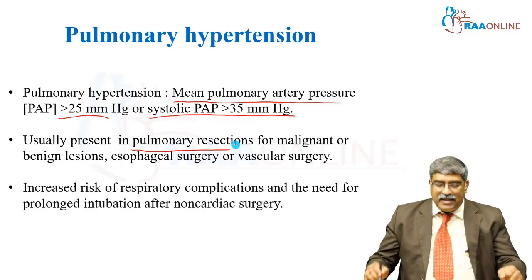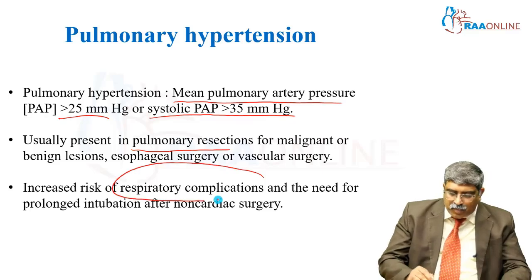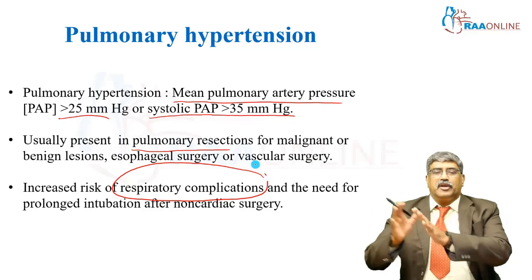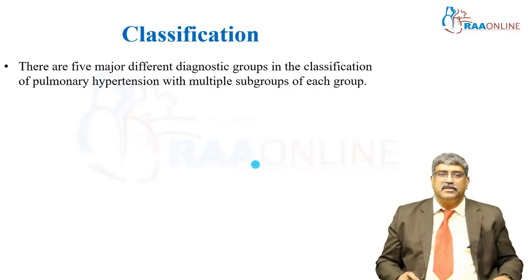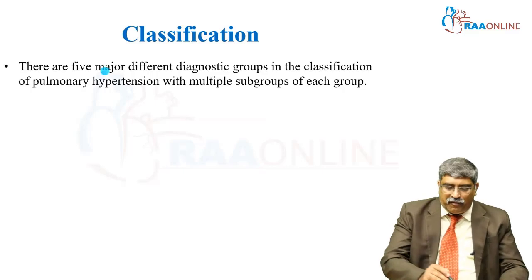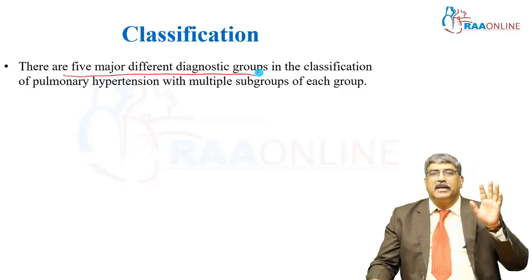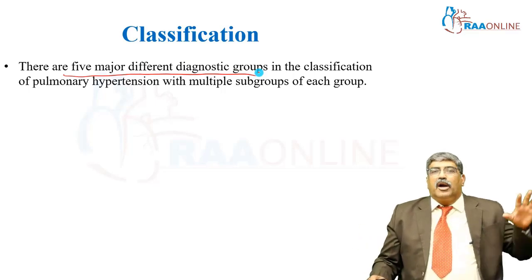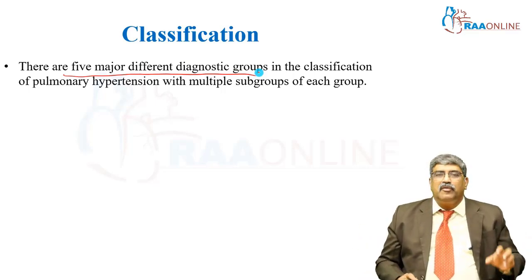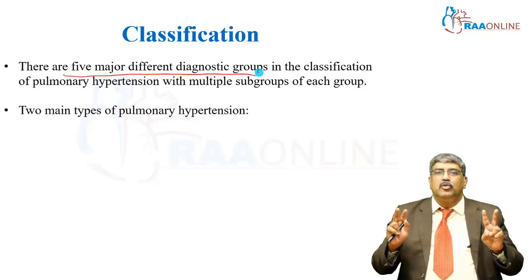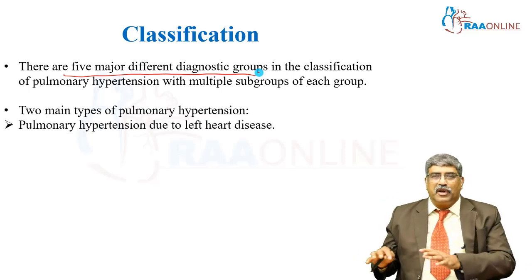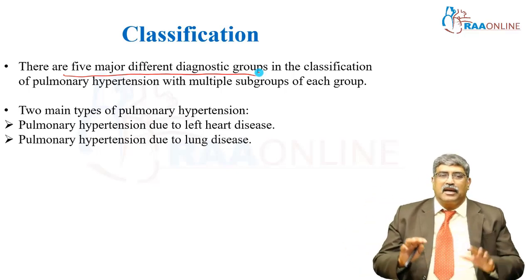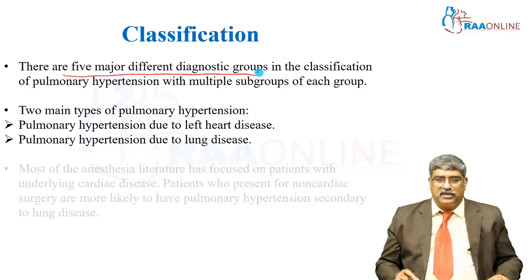There is increased risk of respiratory complications and need for prolonged intubation in patients with pulmonary hypertension who come for non-cardiac surgery. There are usually 5 major diagnostic groups in the classification of pulmonary hypertension with multiple subgroups. But what is very important for anesthesiologists is 2 main types: one due to left heart disease, another due to lung disease. Whether it is due to the heart or the lung, that is very important for us.